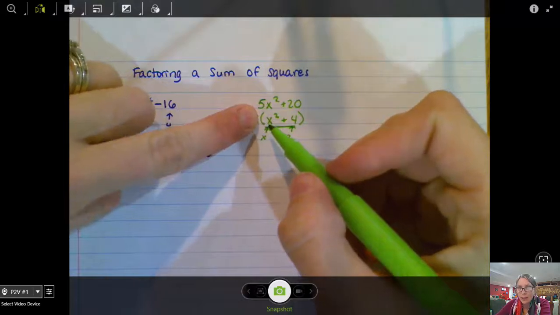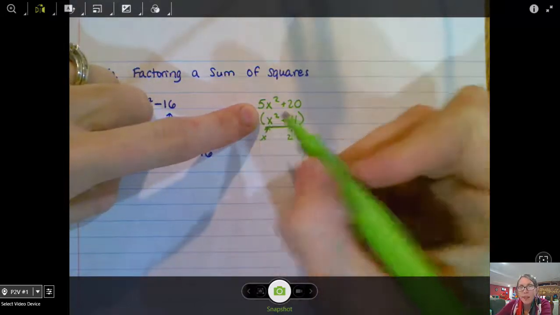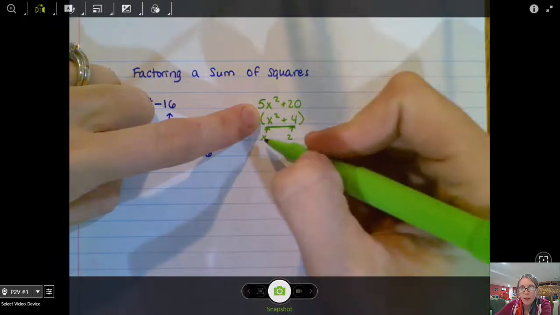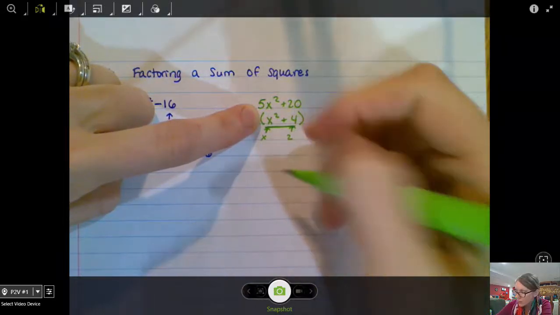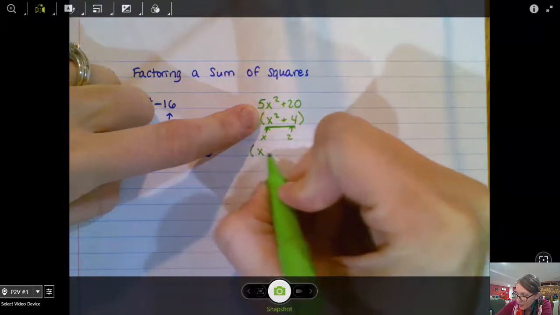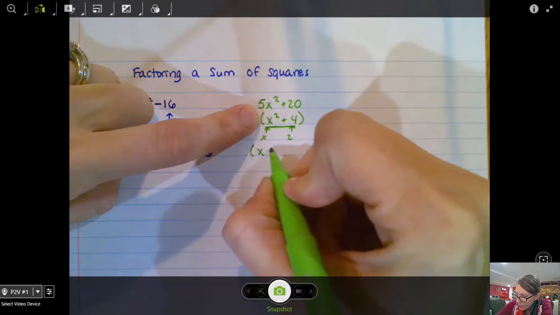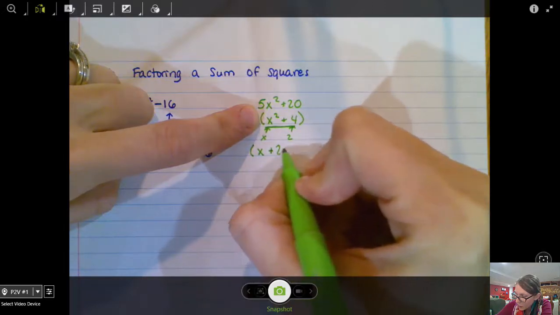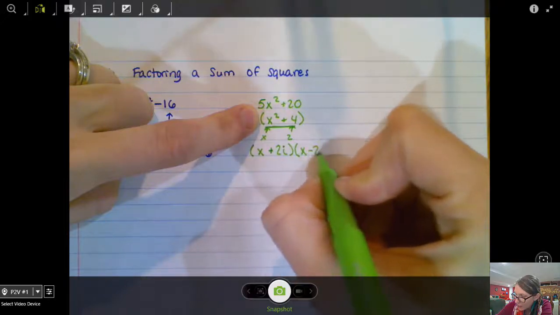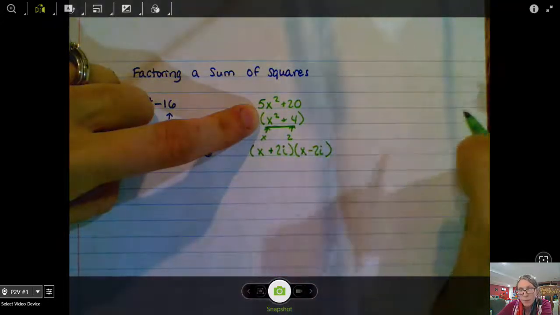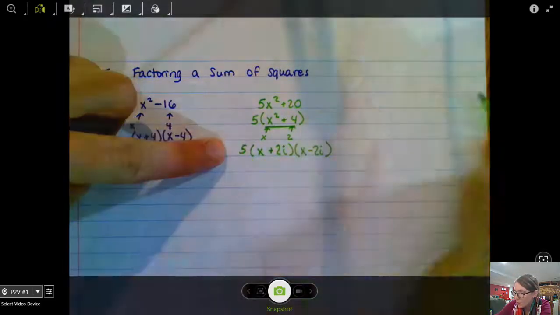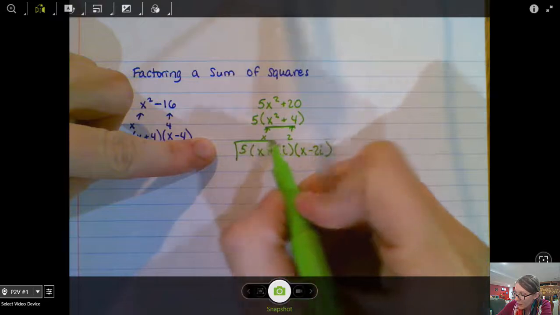Ignoring the 5 for a second, the way I can factor a sum of squares is pretty similar to our difference of squares, where I find this is x, this is 2. Here's my trick. When I put the pieces together, I don't just say x plus 2, x minus 2. I write x plus 2i, x minus 2i. And then I'll bring my 5 down. So this would be my factorization.